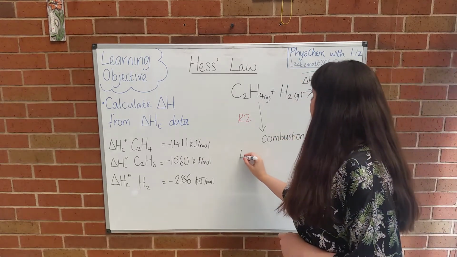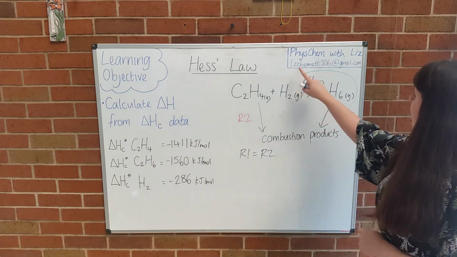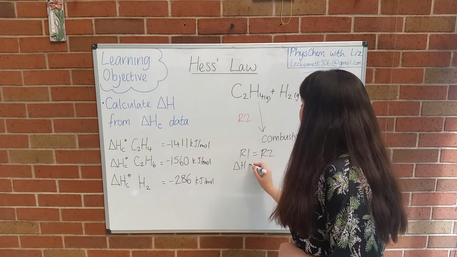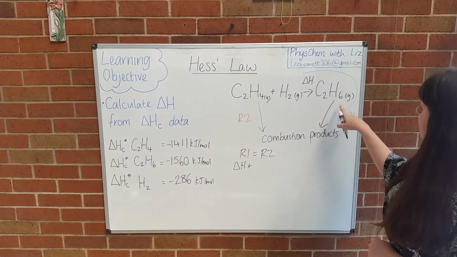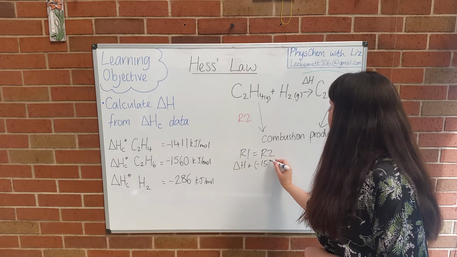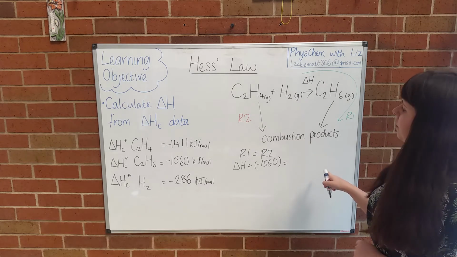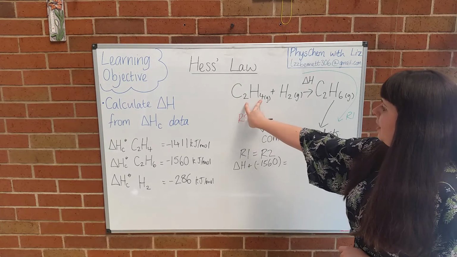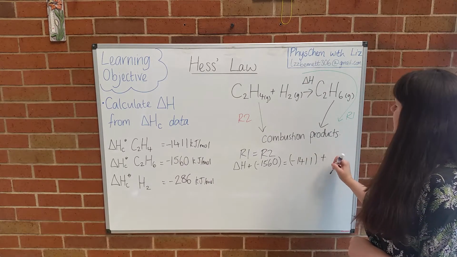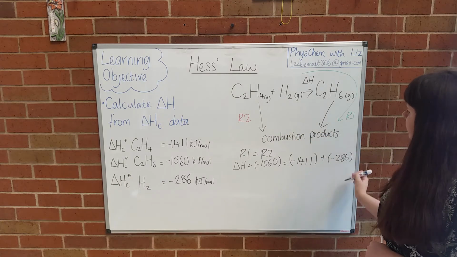The next thing we do is collect our terms. So we write the expression. Hess's law says that route 1 is equal to route 2. And we collect all the terms involved in route 1 first. So we've got the delta H that we want to find out. And we've got the ethane. So the value for that is minus 1560. And we write it equal to the terms involved in route 2. So we've got the ethene, minus 1411, plus the hydrogen, minus 286.